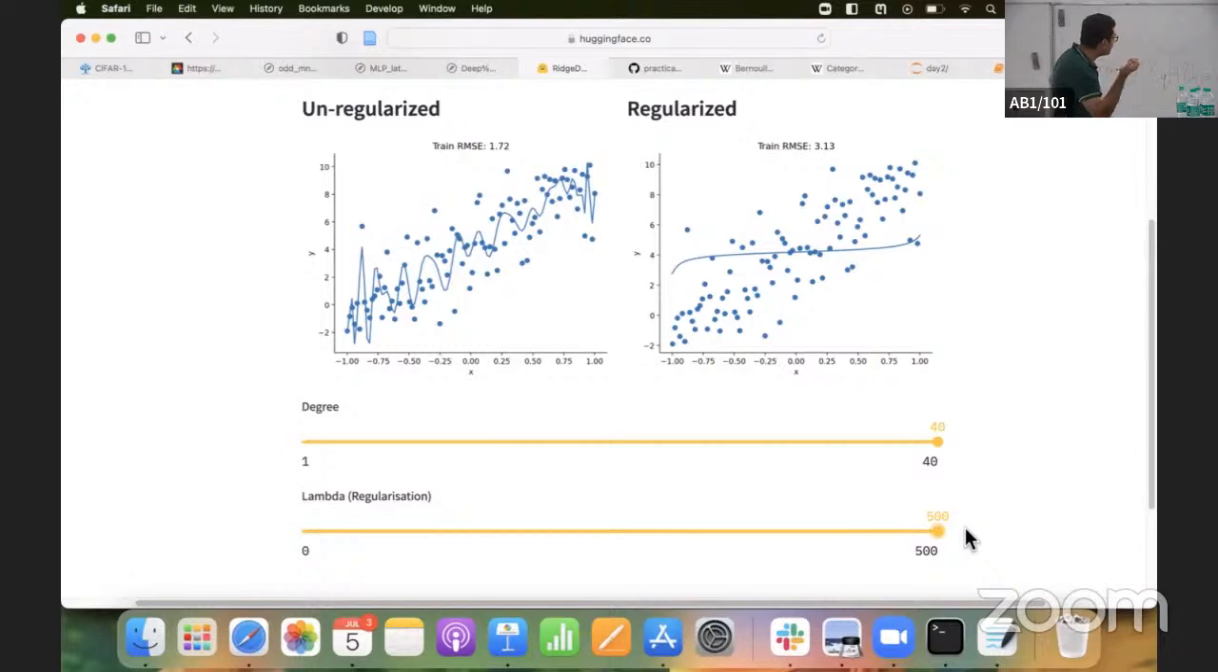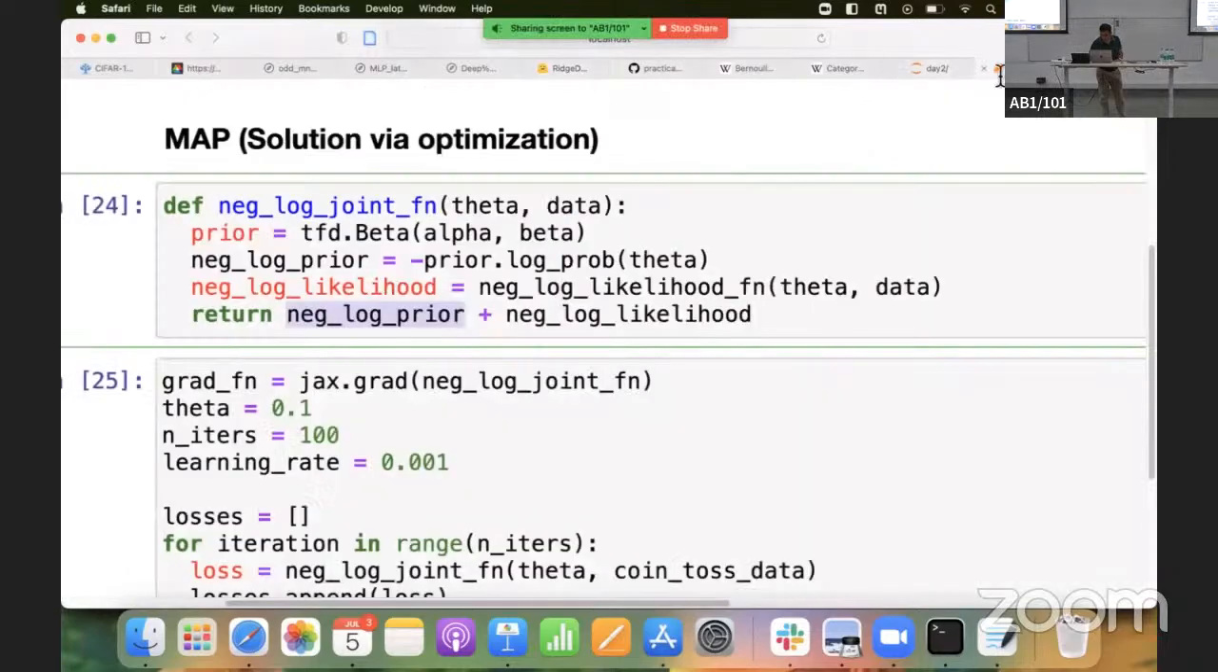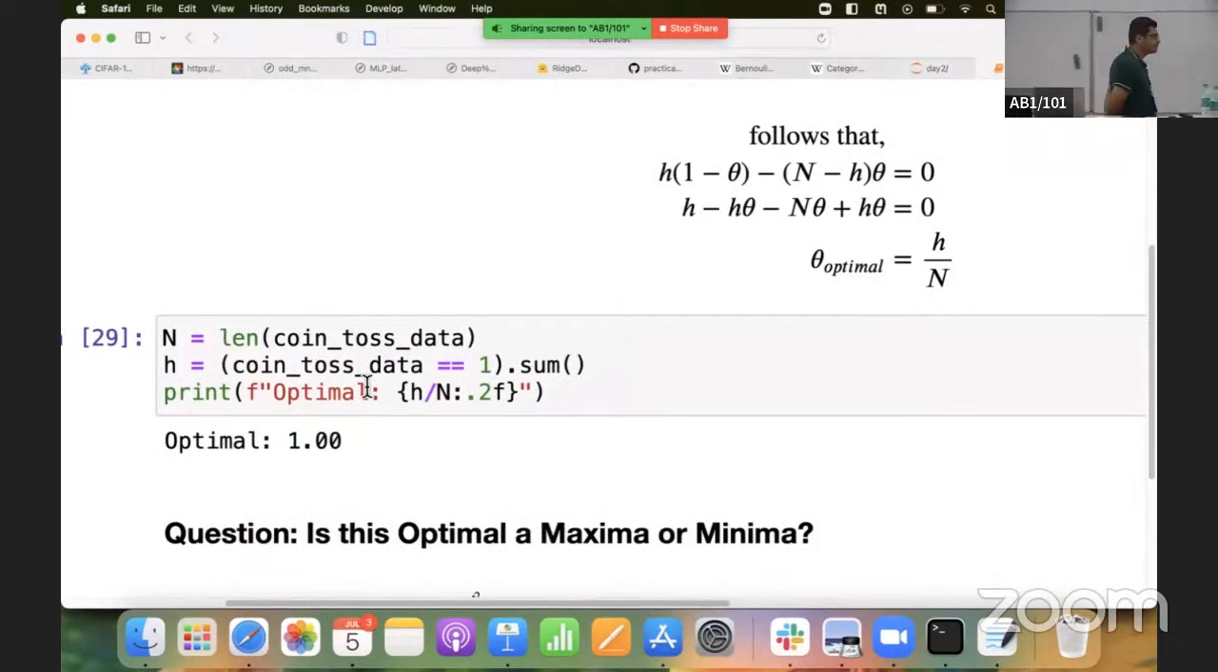Now, we have seen that choosing a regularizer or adding a penalty reduces overfitting, right? Let's come back to the coin toss problem now. So in the coin toss problem, what is the notion of overfitting? Sorry? In the coin toss problem, what is the notion of overfitting? Sorry?